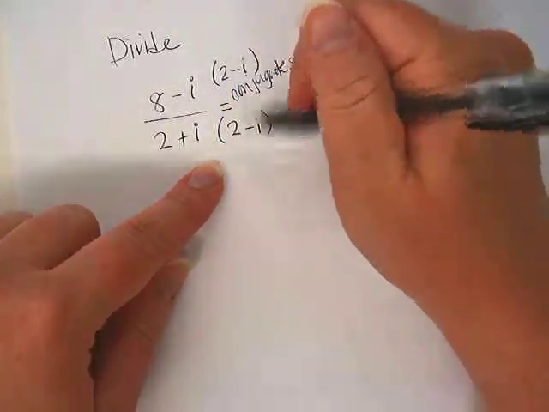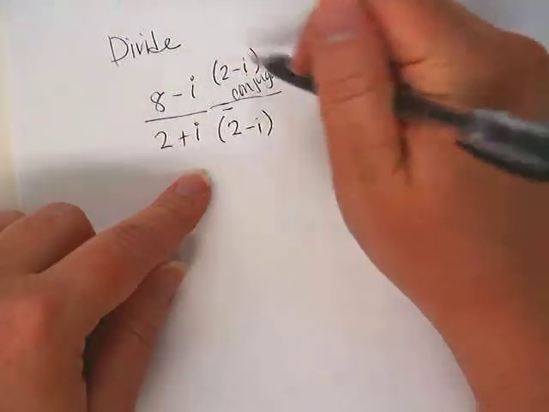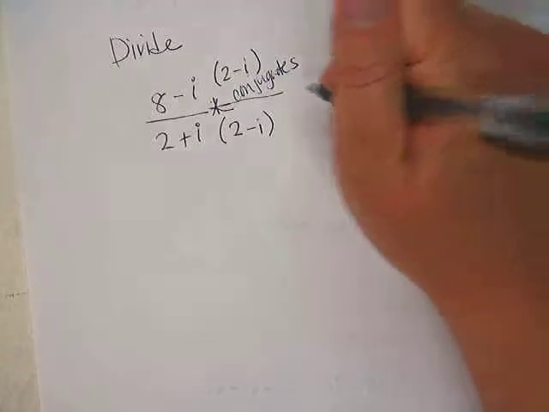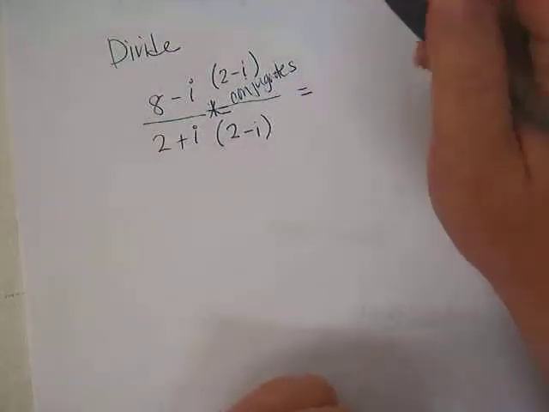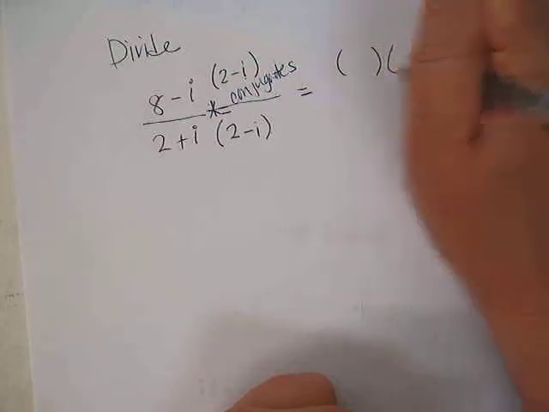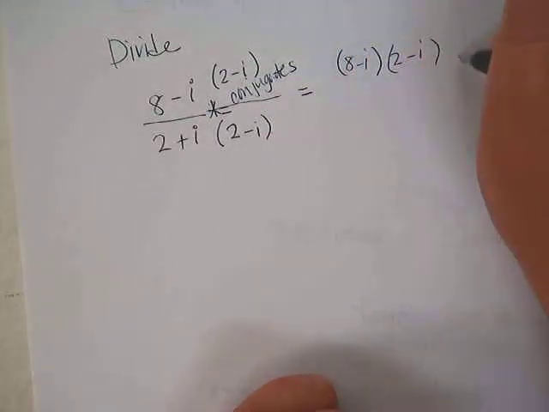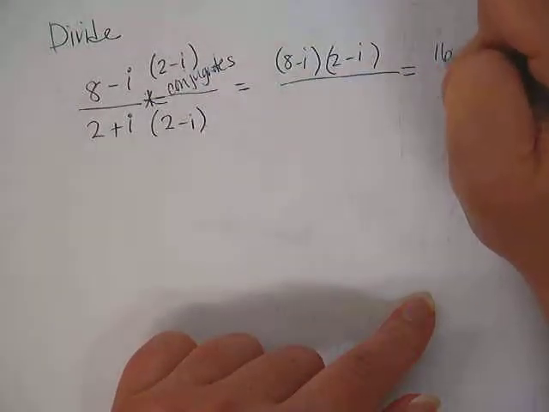So that's where you would multiply this by the conjugate, 2 minus i. But what you do to the bottom, you have to do to the top, so that you're multiplying by 1, because you have the same number on the top and the bottom, so it reduces to 1. And when you multiply something by 1, it doesn't change anything. When you multiply a fraction by 1, it changes the appearance, it doesn't change the value.